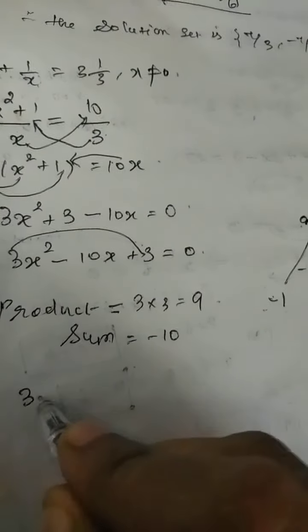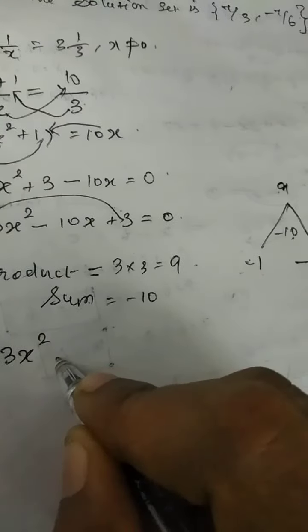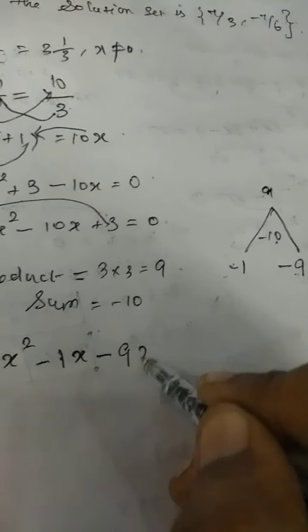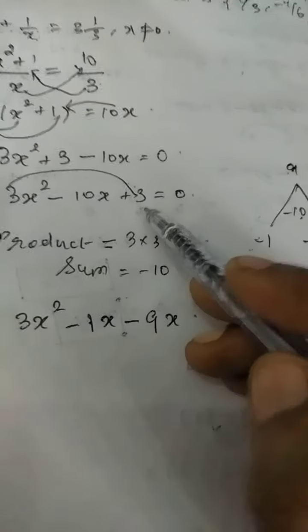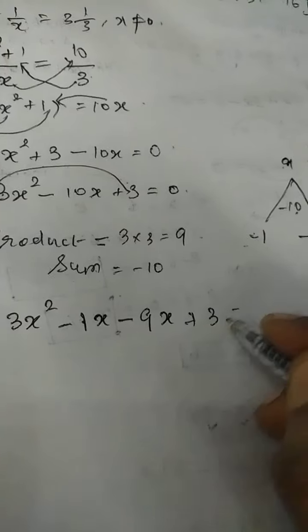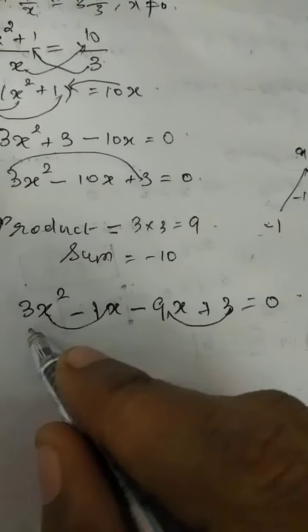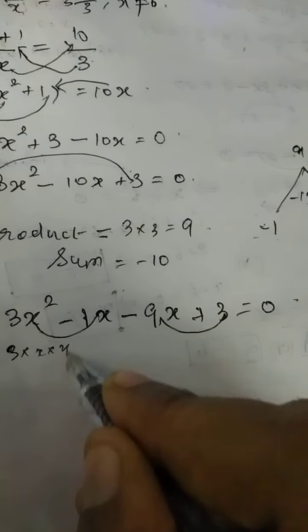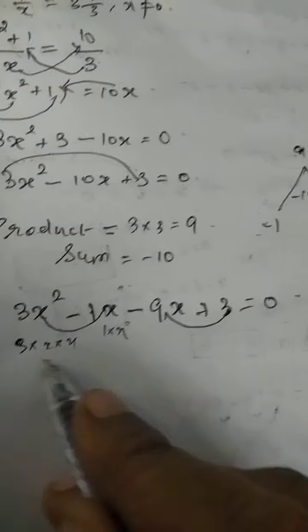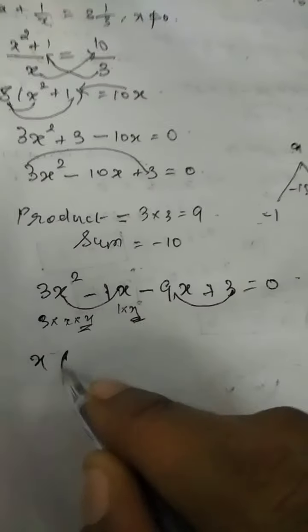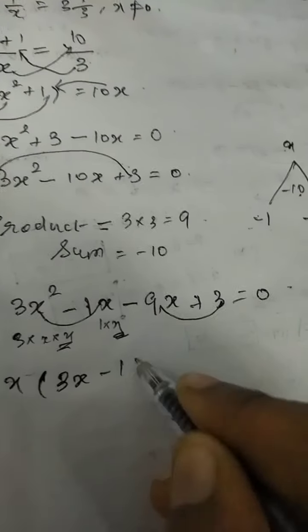So the middle term, how can you split? 3x square, here you have minus 1x minus 9x, and last we have the constant term 3 is equal to 0. Now you compare the first two and the last two. What is common here? Here it is 3 into x into x. Here it is 1 into x. What is common? X only is common. So take x alone outside. So we have the remaining 3x minus 1.